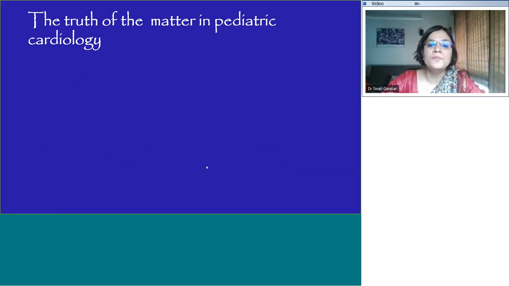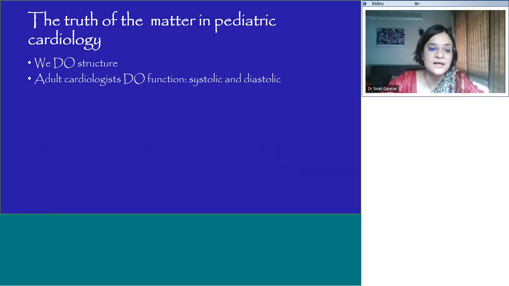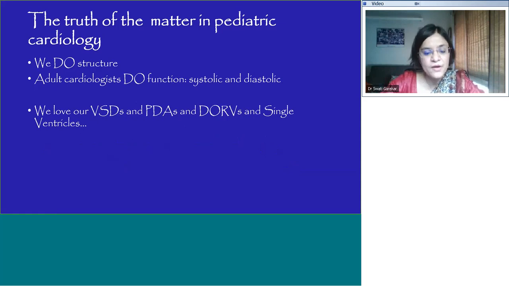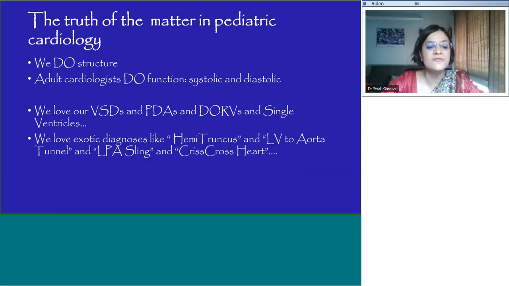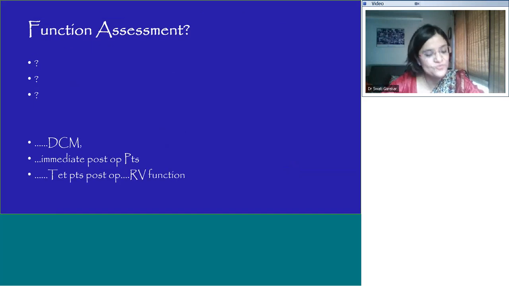The truth of the matter in pediatric cardiology actually is that we as pediatric cardiologists do structure. It's the adult cardiologists who do function, systolic, diastolic. We love our anatomy, the defects, VSDs, PDAs, DORVs, single ventricles. We love exotic diagnoses like hemitruncus and LV to aorta channel, LPA sling, crisscross heart, and so on and so forth. When it comes to function assessment, most of the time we are extremely limited.